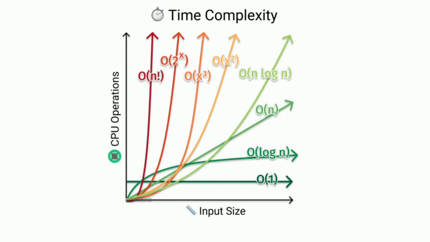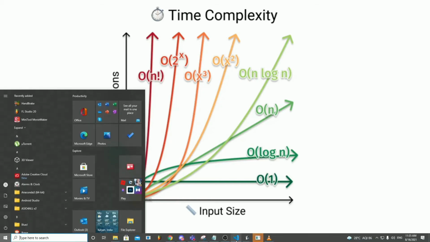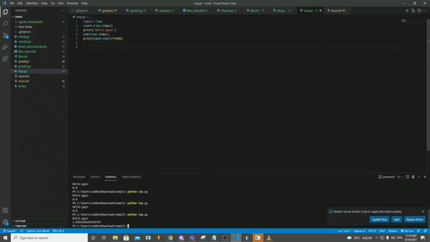Looking at some of the most common and simple asymptotic complexities, we first have O(1), which gives us constant time. The program that we had executed here executes in constant time because it only has to print a particular statement to the console.